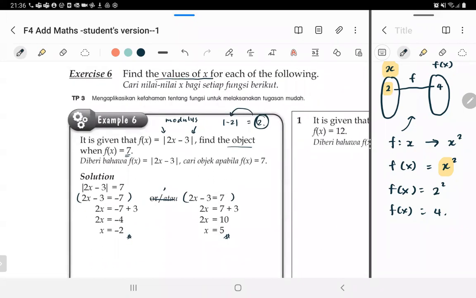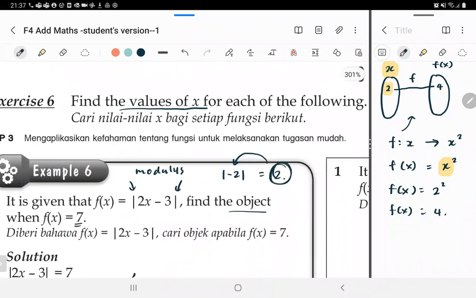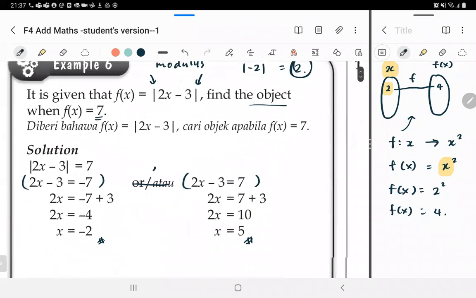Another clue is here. If the question uses the plural, or in Bahasa Melayu, nilai, that means the answer will be more than one answer. So find the values of x means your answer should be more than 1. In this case, it will be 2 answers for the question.